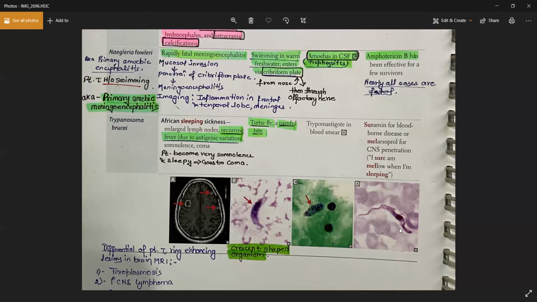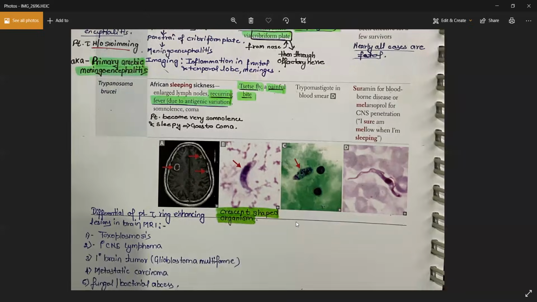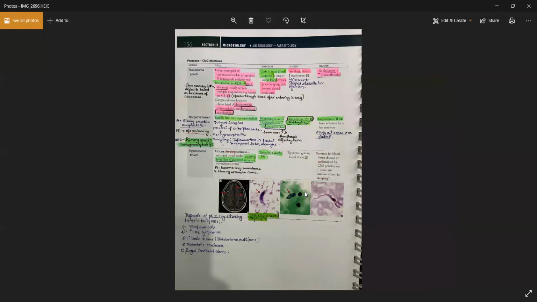The same trypomastigote you will see in Trypanosoma cruzi, but cruzi involves the heart, the cardium, C C. Brucei affects the brain, B B, and cruzi affects the heart, cardium, C C. Okay, and tsetse fly for Trypanosoma brucei, very important. And you must remember this figure. Okay, this is the trypomastigote. Okay, very important. Any doubt?